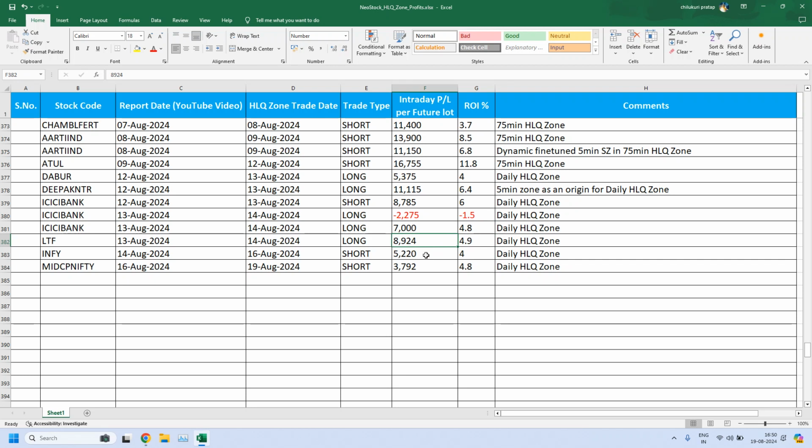Because of the LTF cost, maybe the future cost was around 1.5 lakh. Probably here also with the same amount, you will be getting the same value, 7,500 rupees profit. Here 4.8% ROI, here also 4.8% ROI. Here you got 7,000. Here with 2 lots, you would have got 7,000, maybe 7,500. So this is how you should understand.